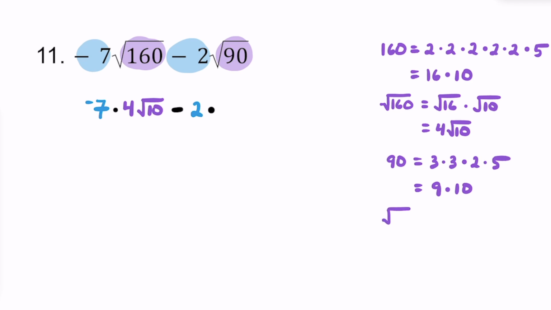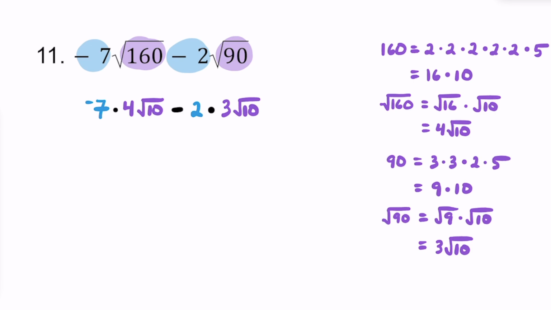Also known as, if we had the square root of 90, that's going to be the square root of 9 times the square root of 10. The square root of 9 is 3, so the square root of 90 is 3 root 10. All right, so these two are equivalent expressions. So let's go ahead and swap this root 90 for 3 root 10, just like this.